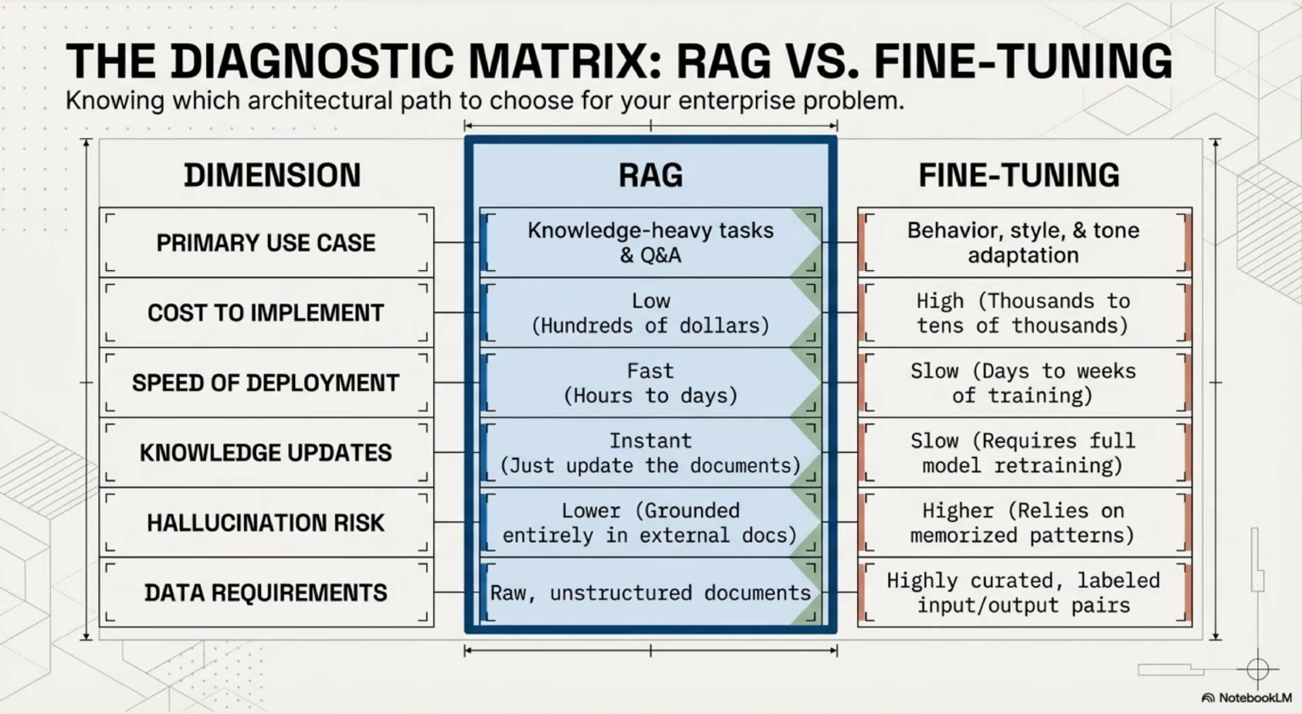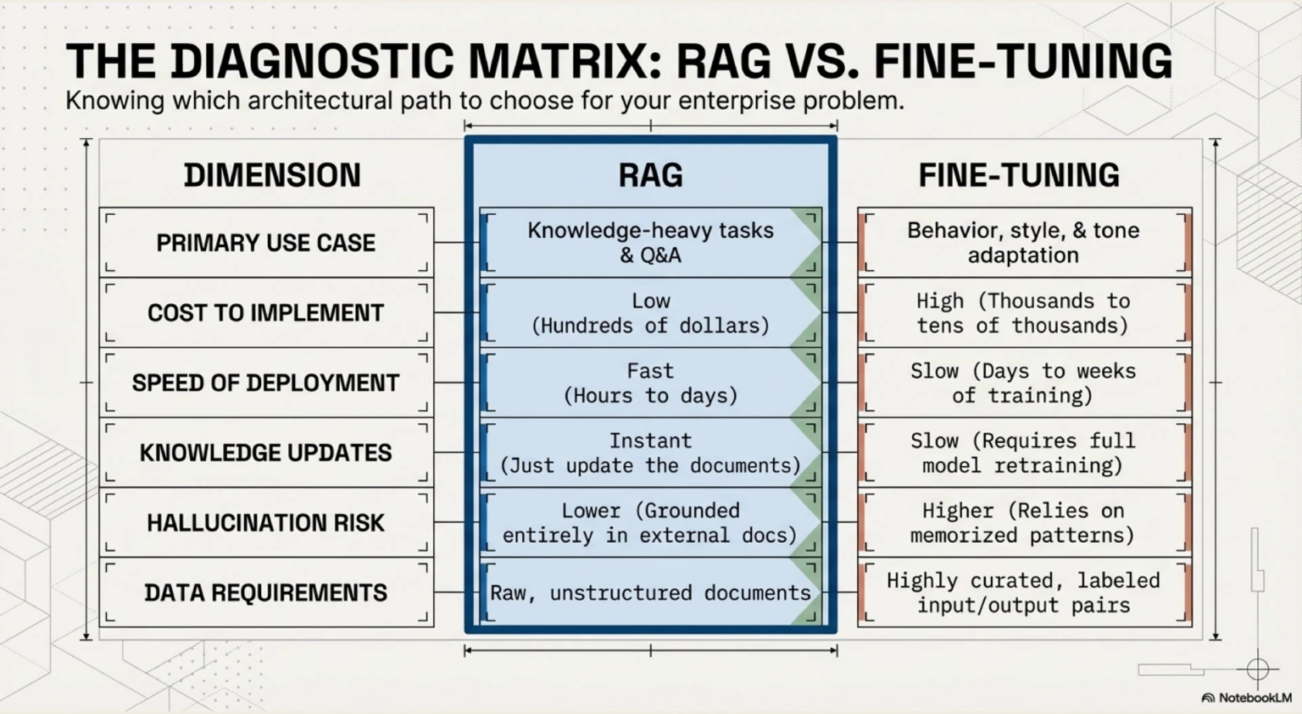Now I want to address the question that every architect and CTO asks: when do I use RAG and when do I use fine-tuning? This slide gives you a definitive answer. The title is The Diagnostic Matrix: RAG versus Fine-Tuning. And the matrix compares these two approaches across 6 critical dimensions. Let me walk you through each one. Primary use case. RAG wins for knowledge-heavy tasks and Q&A. Anything that requires accessing specific facts, documents, or frequently changing information. Fine-tuning wins when you need to change the model's behavior, its style, its tone, the way it structures responses.